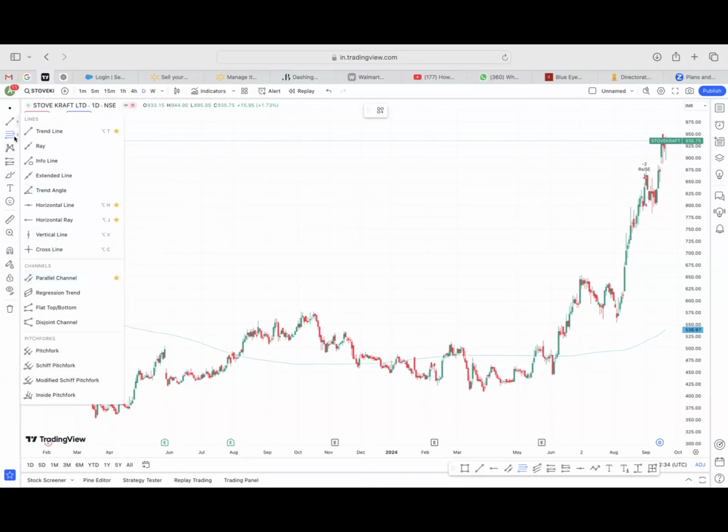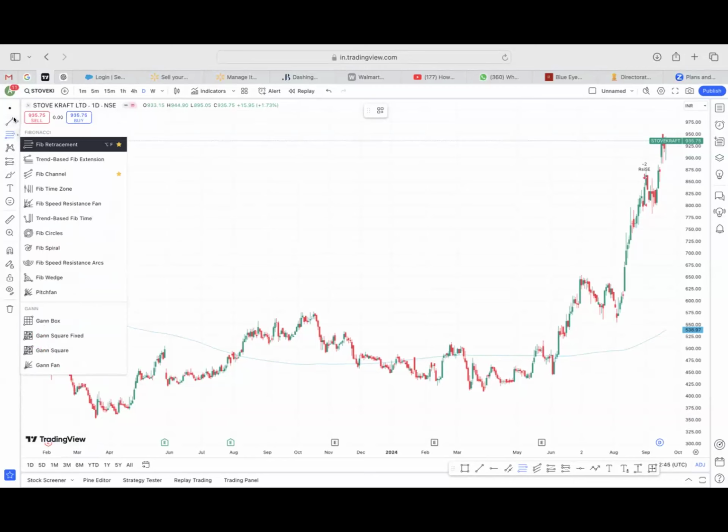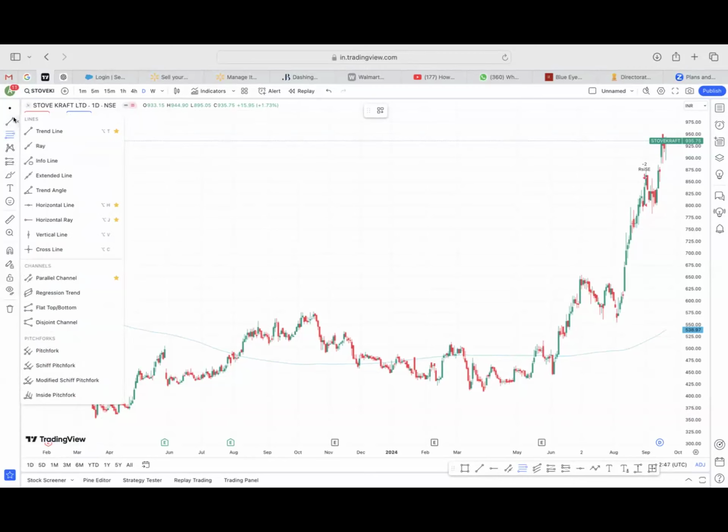You just have to click on the small arrow that's there, and then you will be able to see that this particular panel opens up. Likewise for other panels, you can do the same. Horizontal line, horizontal ray, and parallel channel, and trend line too. That is the first one.